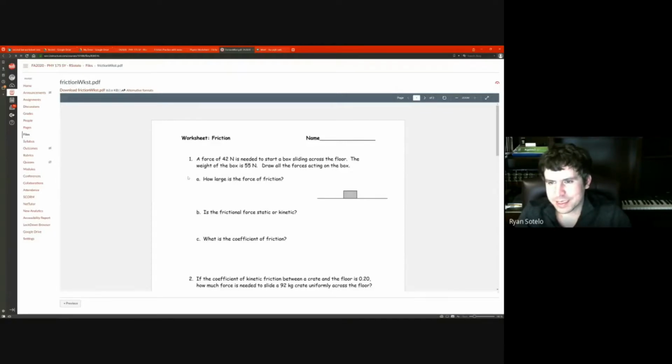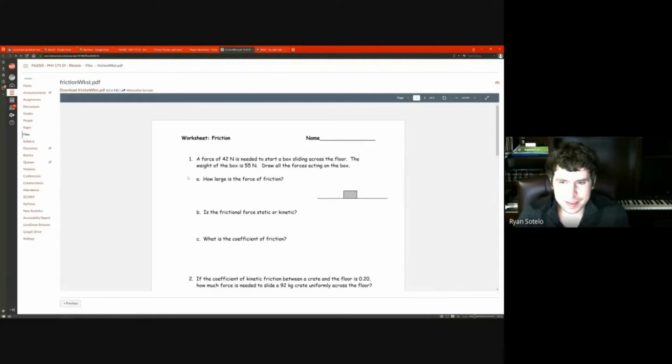I guess they've worded it kind of strangely, because their first sentence is a force of 42 is needed to start a box sliding across the floor. Usually what that means is that that's the max, so anything after that. But that would mean that when you are at 42, you're still technically in the static case, because that's what friction can do.